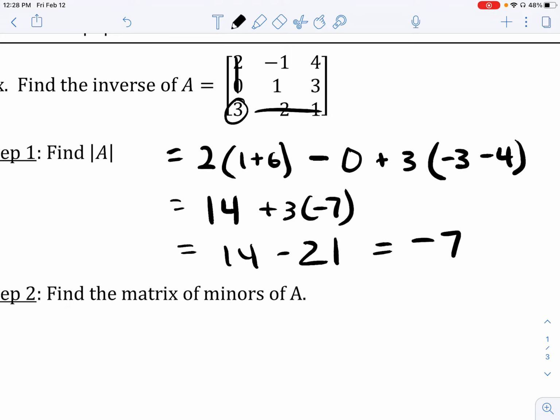So there's your determinant. I'm just going to box that, even though it's not our final answer. But there's the determinant of our matrix.